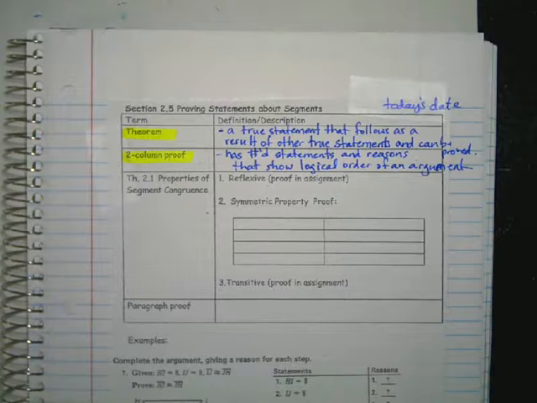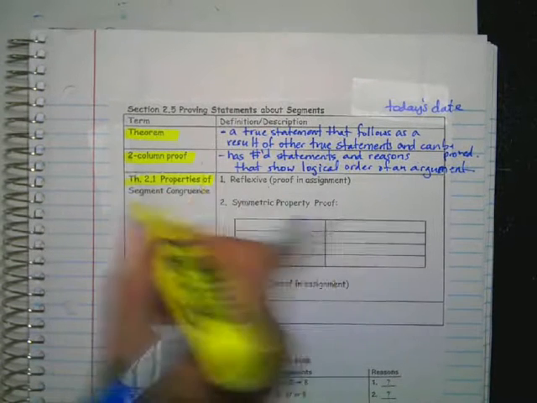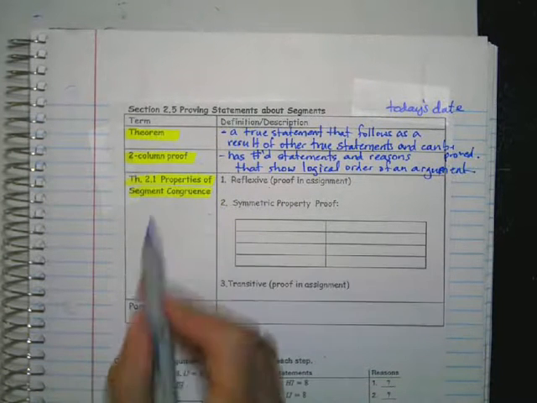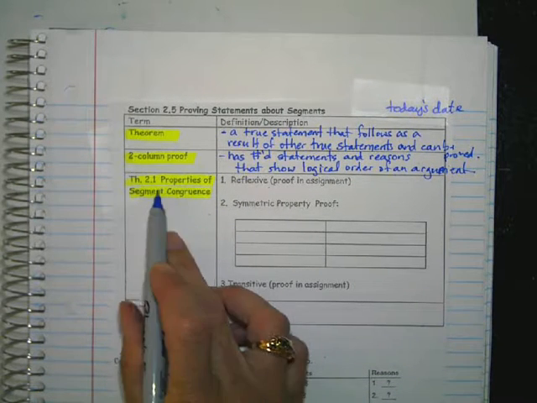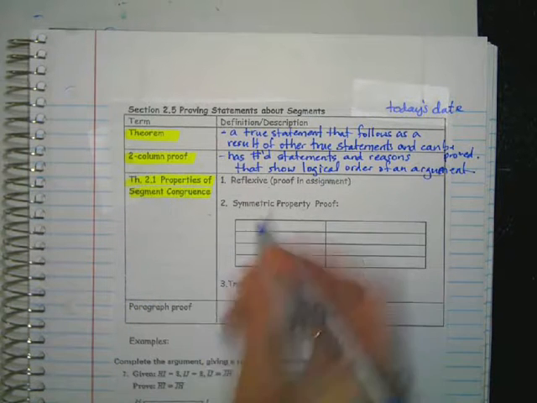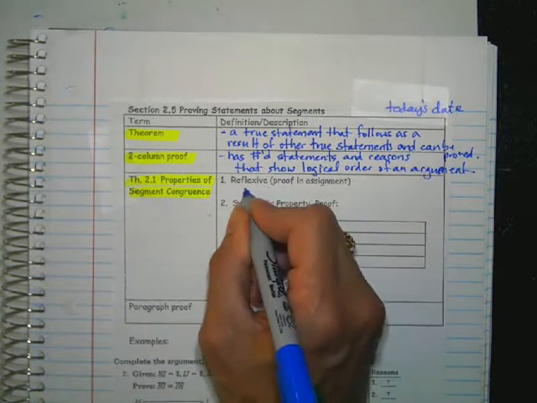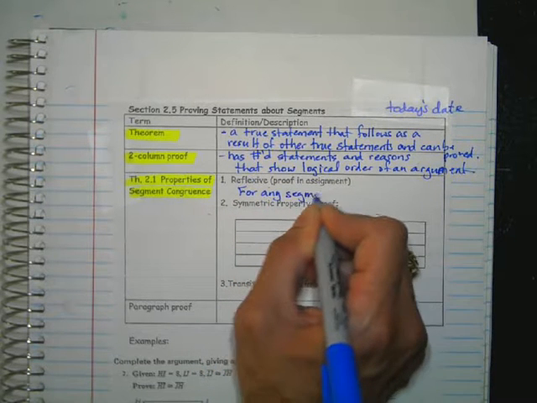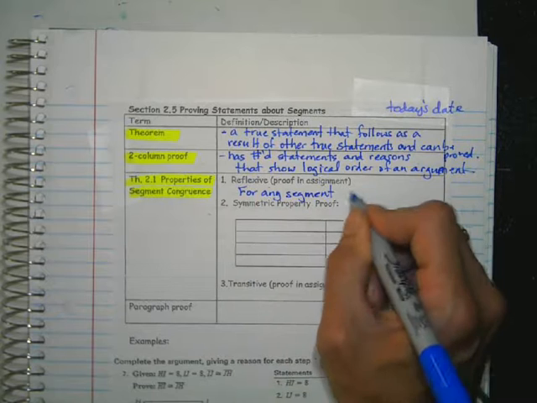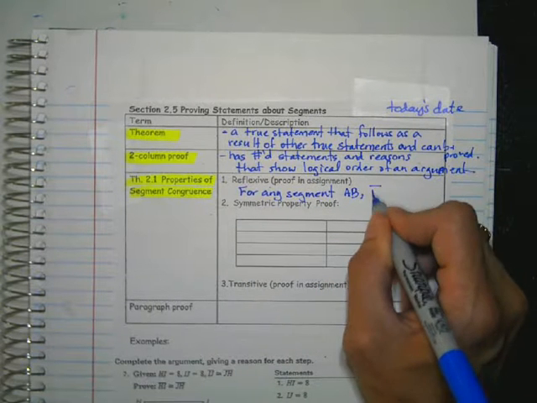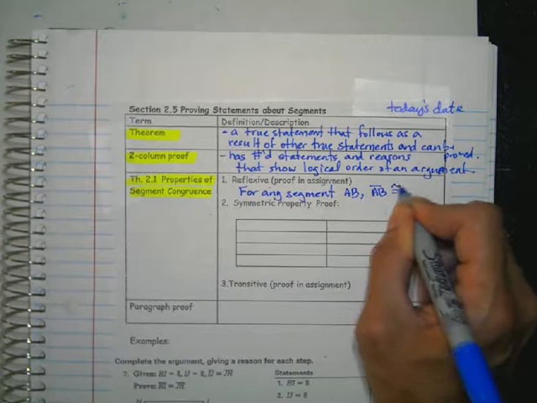All right, your very first theorem. Theorems need to be proven. It's not like a postulate. Postulates we can assume to be true, but theorems have to be proven. The first one we're going to prove is the property of segment congruence, which says that for any segment AB, we know that line segment AB is congruent to line segment AB.